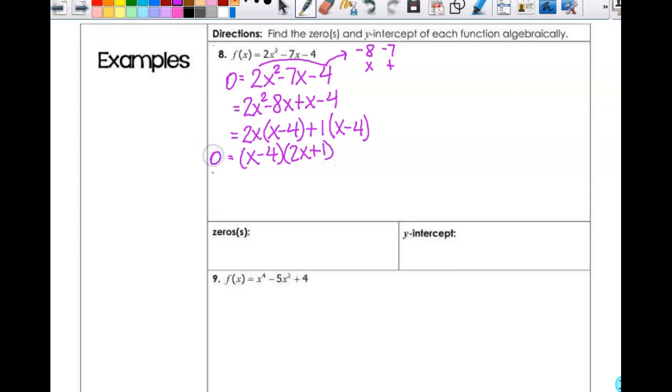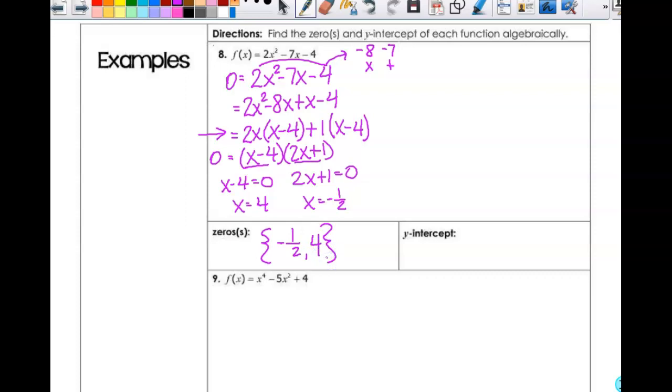So 0 equals. Once you have it factored, then you have to use your zero product rule, and you take each factor and set it equal to 0. So I'd have x minus 4 equals 0, and 2x plus 1 equals 0. You don't get to stop at this step and then just come up with your answers. So then I get x equals 4, and x equals negative 1/2. Least to greatest, negative 1/2, 4.